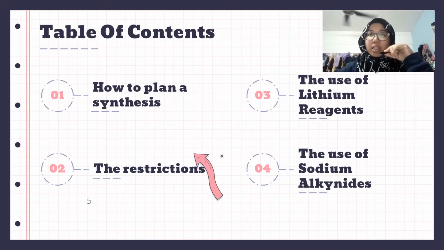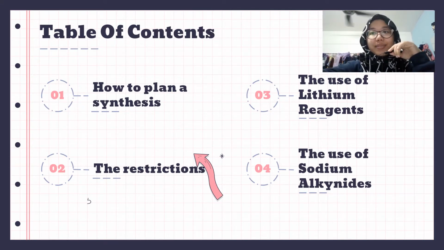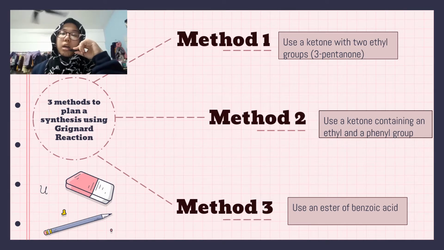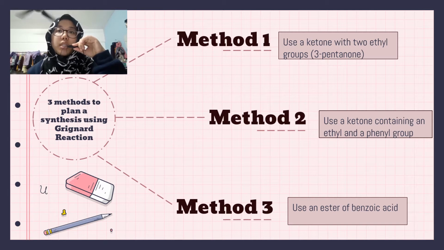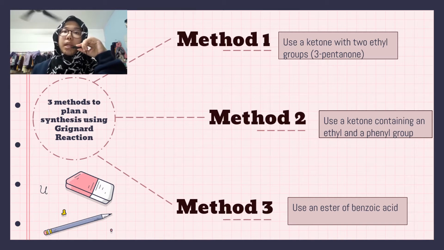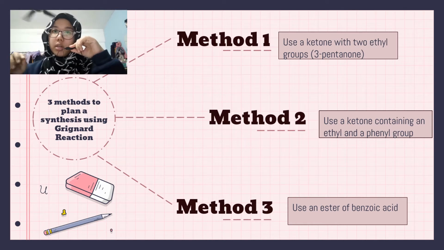Yes, let's take a look at our contents for today. As you can see on the slide, we will discuss how to plan a synthesis, the restrictions, the use of lithium reagents, and the last is the use of sodium alkanides. As you know, all these topics will explain more about Grignard reagent. First, we go through our first subtopic, which is to plan a synthesis using Grignard reaction.